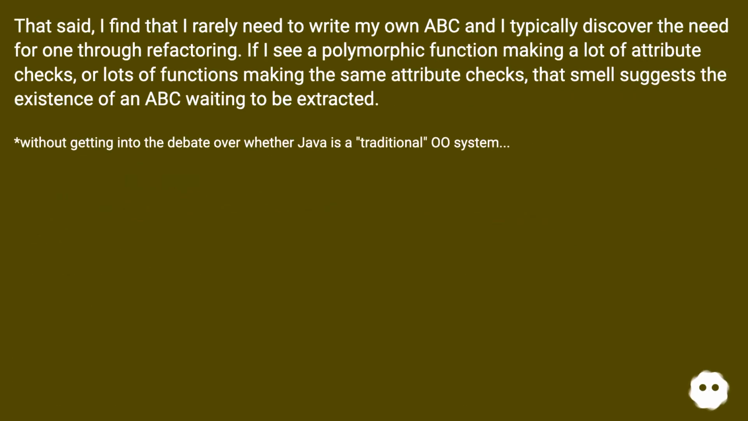That said, I find that I rarely need to write my own ABC and I typically discover the need for one through refactoring. If I see a polymorphic function making a lot of attribute checks, or lots of functions making the same attribute checks, that smell suggests the existence of an ABC waiting to be extracted. *Without getting into the debate over whether Java is a traditional OO system.